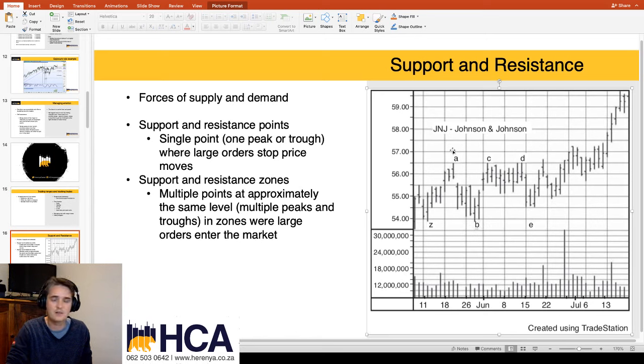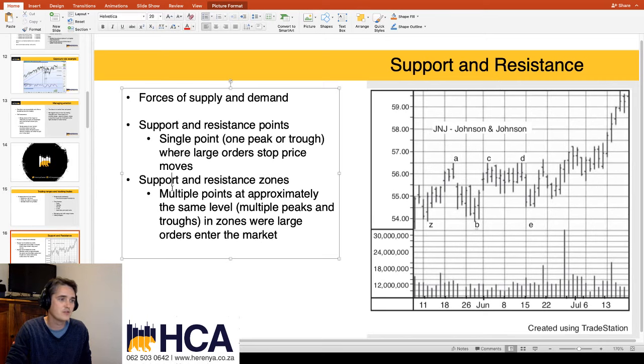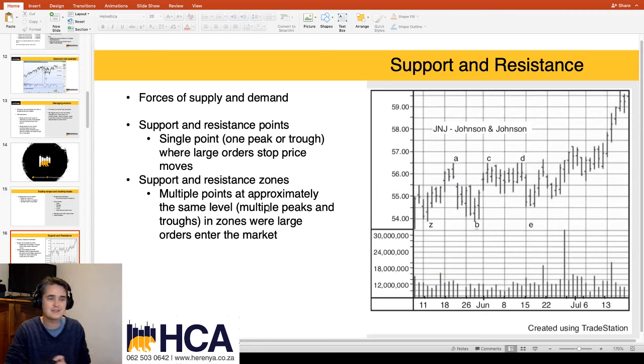People are wanting to sell more, there's excess supply at A, and they push it down, right? When you have support and resistance zones, you have multiple points at approximately the same level. So we have to remember, and we all are guilty of this, we draw lines on charts and we want things to be at exactly the right level. Must be exactly 52.05. If it is not 52.05, it is not my support level. It's not a double bottom, or whatever the formation is that we're hoping for.